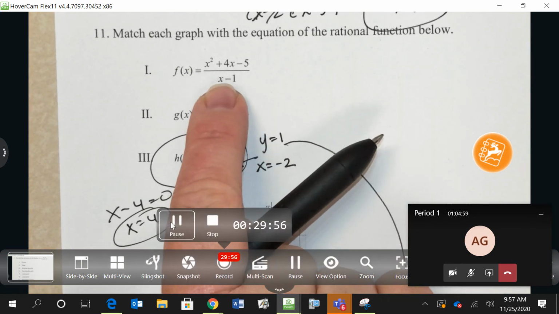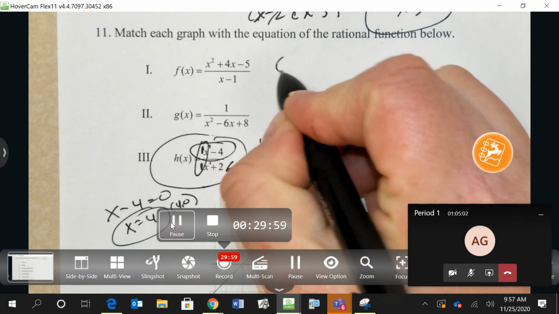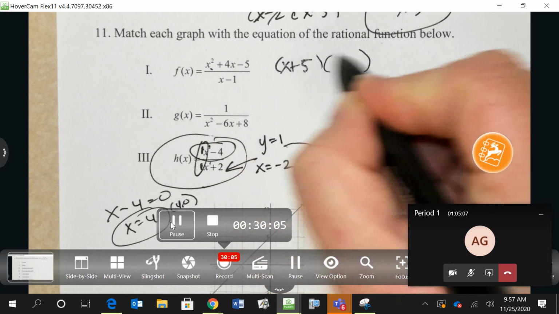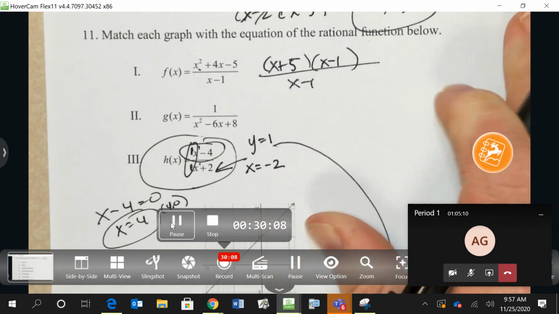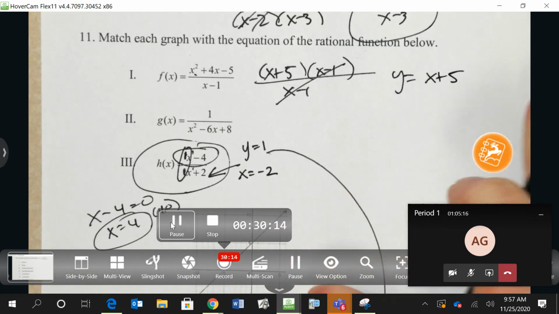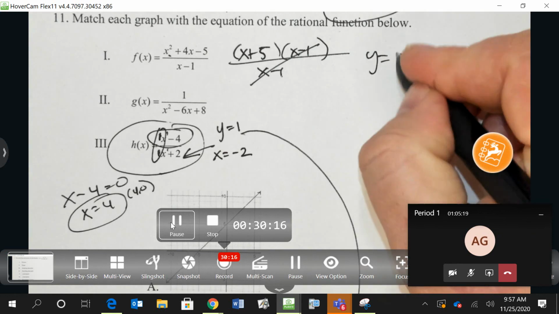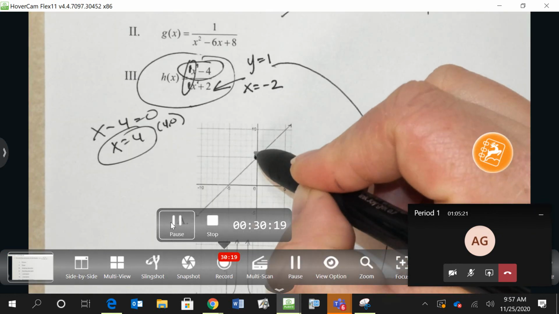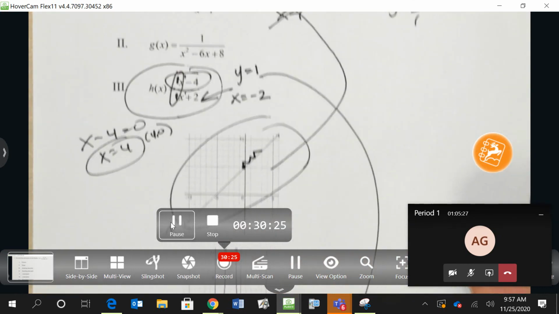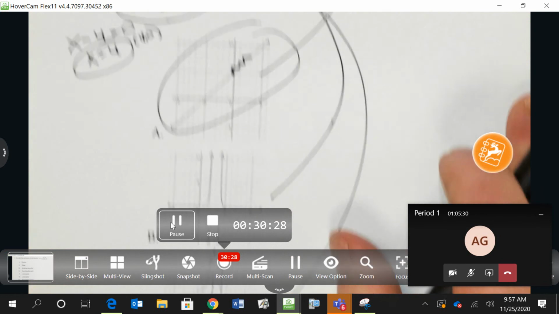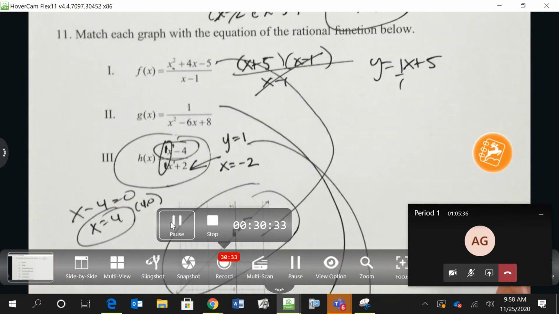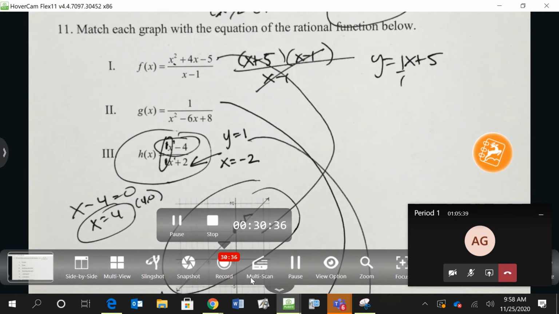So I look right here and I go, is it possible that I can factor this? Well, let's see, what multiplies to equal negative 5 and combines to give you 4? x plus 5 and x minus 1, x minus 1. Well, they're going to cancel, and I'm left with simply y equals x plus 5. How do I graph that? I start at 5, and then the slope is 1 over 1. A goes with option 1, and then the remaining one goes with option B. And again, if you didn't like that method, you could simply plug them into decimals and identify the correct options.